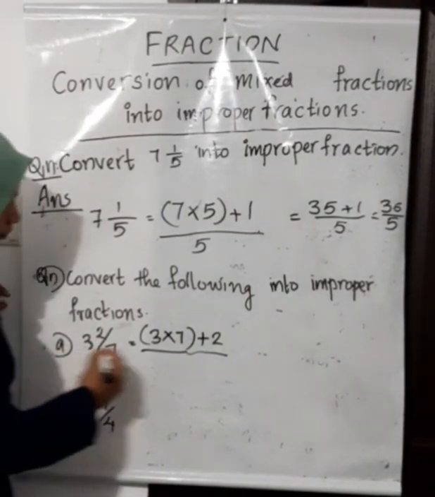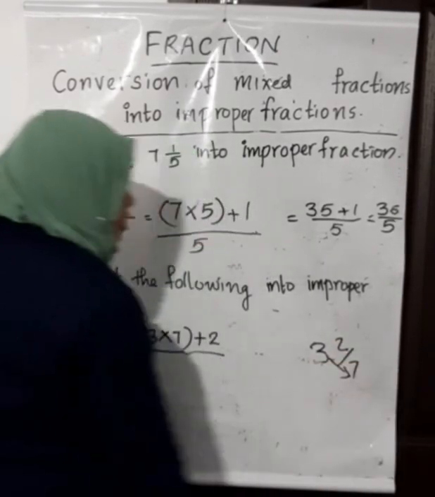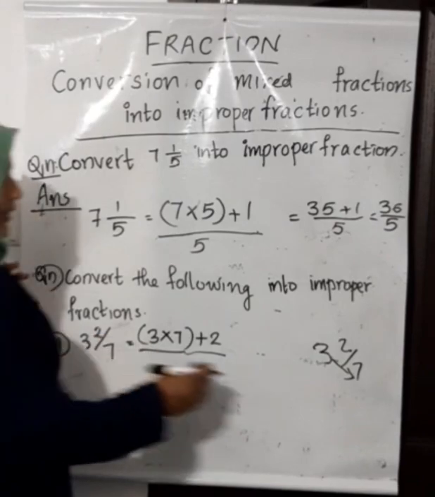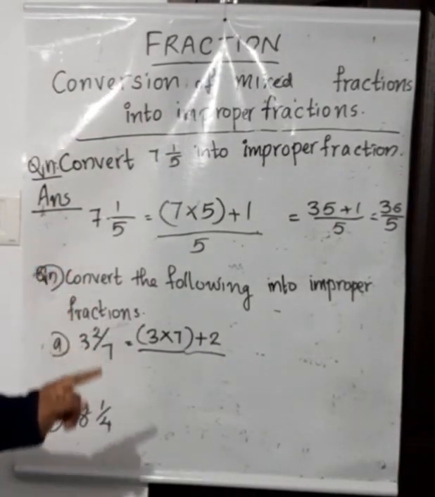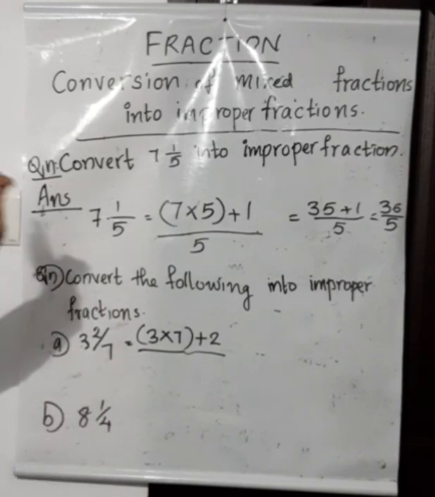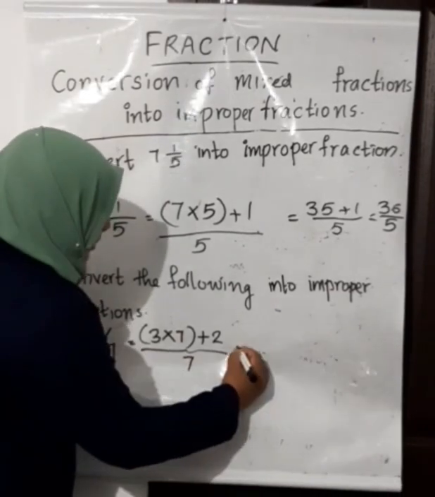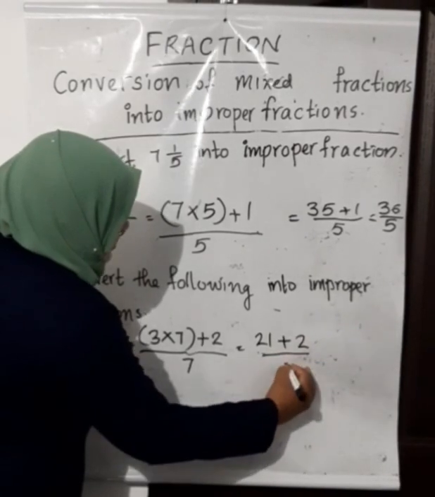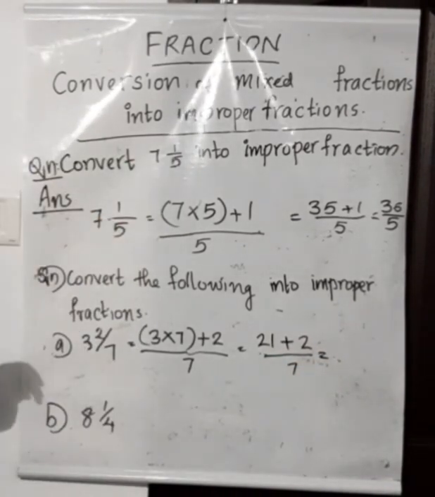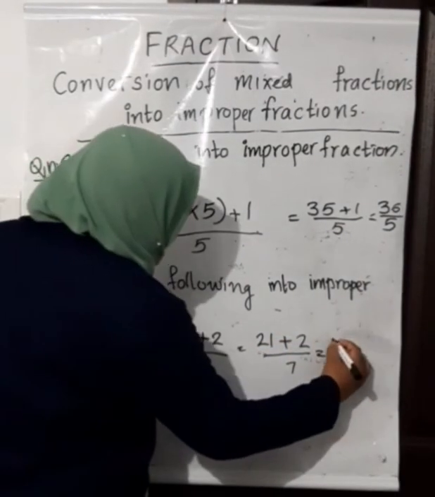3 into 7 plus 2. So what are you doing there? You are multiplying the whole number by the denominator and adding the numerator. 3 into 7 plus 2 by 7. 3 7s are 21. 21 plus 2 by 7. What is 21 plus 2? Yes, 23. 23 by 7.